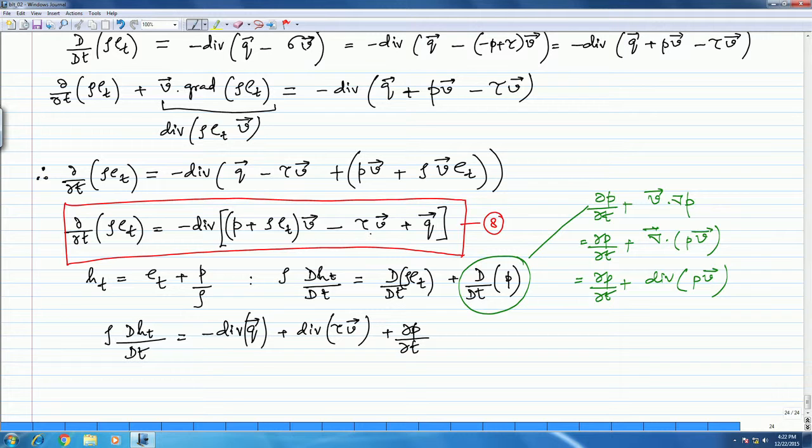Now if you see from equation 8, we've got this term. The second term is divergence of tau V, which is what we got here. This term is minus divergence of Q, which we got here. We also get minus divergence of PV, which will cancel out with this divergence of PV, which we get from this term. And the next one is minus divergence of rho ET V, which is minus divergence of rho ET into V, which is what we are using here.